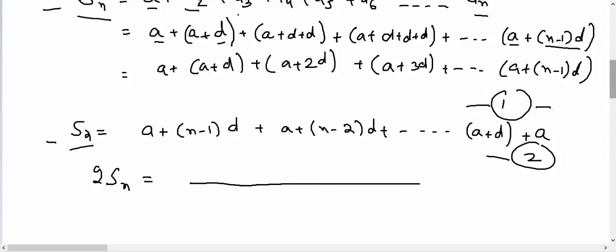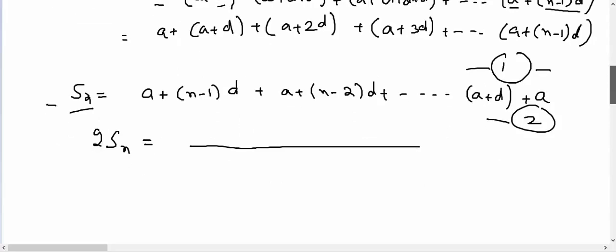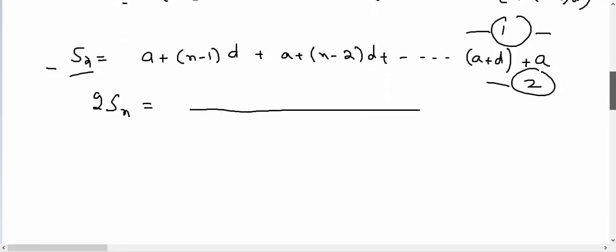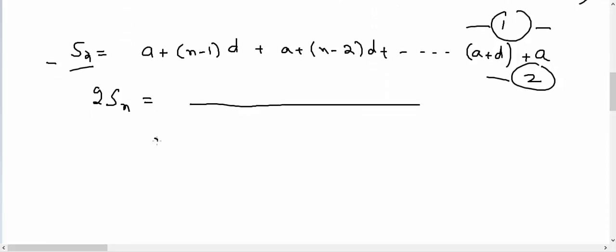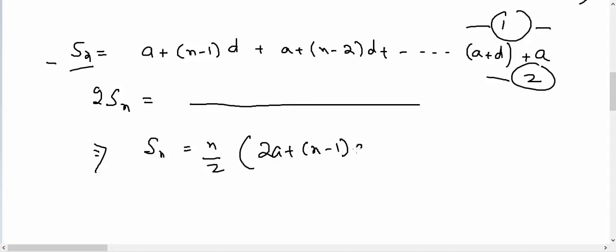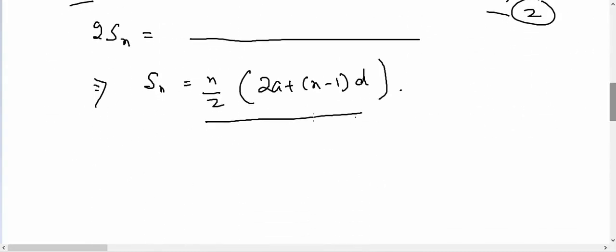I will not go through the proof here. It's clearly written in the same post which I'm posting above, and when you solve that equation you come up with n over 2 times (2a plus (n minus 1) times d), which is the formula for the sum of n terms of an arithmetic progression.